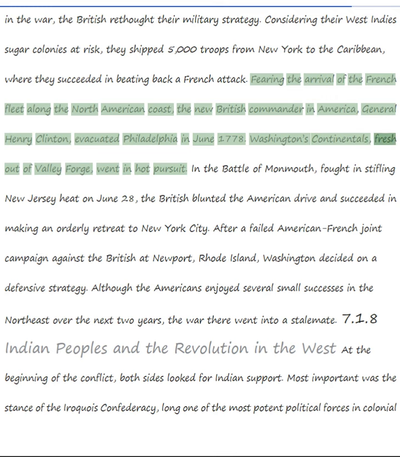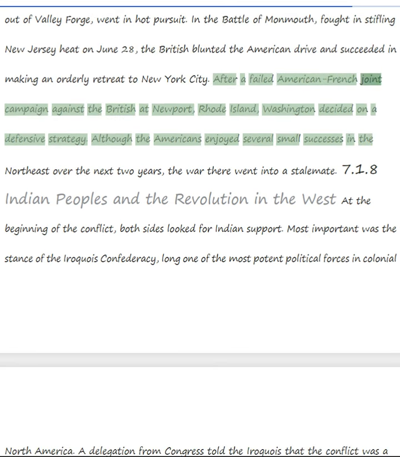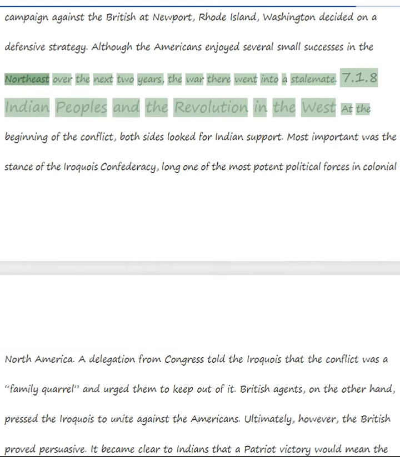Washington's Continentals, fresh out of Valley Forge, went in hot pursuit. In the Battle of Monmouth, fought in stifling New Jersey heat on June 28, the British blunted the American drive and succeeded in making an orderly retreat to New York City. After a failed American-French joint campaign against the British at Newport, Rhode Island, Washington decided on a defensive strategy. Although the Americans enjoyed several small successes in the Northeast over the next 2 years, the war there went into a stalemate.